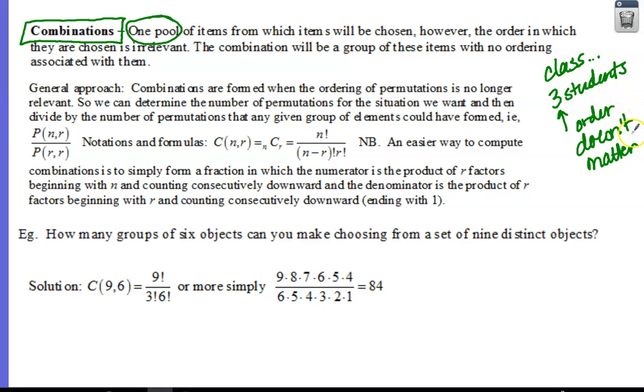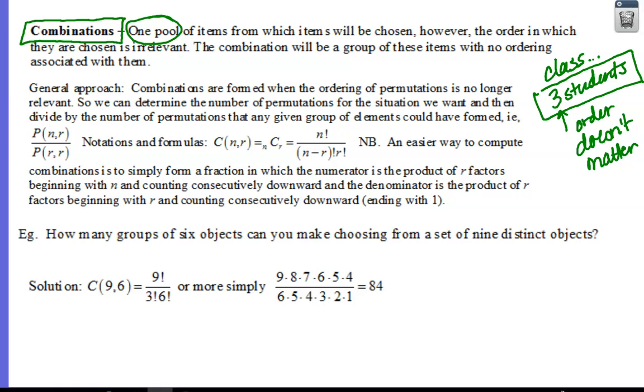If I were to say, well, the first person I choose is allowed to pick the snacks, the second person is allowed to pick the movie we watch or whatever, well, then order would matter because then those things would have roles. So again, you want to think of combinations as when you're having groups or committees or things where, again, the order doesn't matter. Okay, so how do I do combinations? Combinations are like permutations, but we have to take out the repetitive items because order doesn't matter.